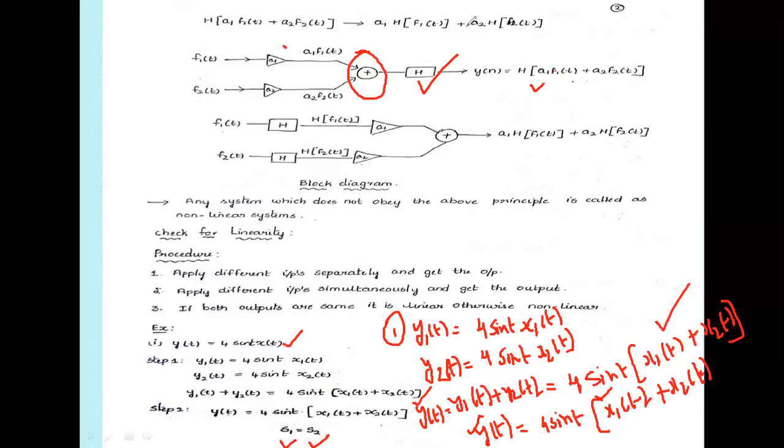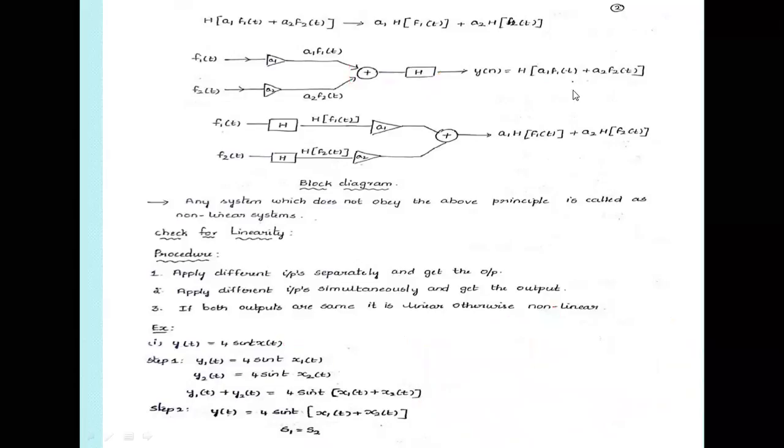Okay, so a little bit of confusion. You can see the second example, then you can understand what a linear system is. So here I'm taking another example, the second example. What is the example here? y of t is equal to a into x of t. So y of t is equal to a into x of t.